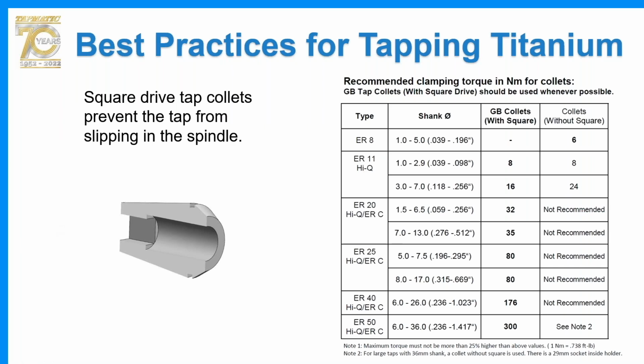When doing any tapping, especially materials such as titanium, it is essential to use a tap collet as opposed to a straight bore collet. Inside the collet, there is a square cutout which transfers the torque to the square of the tap. This prevents the tap from slipping in the spindle and will give best results.